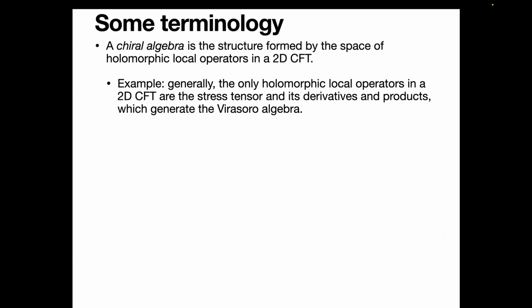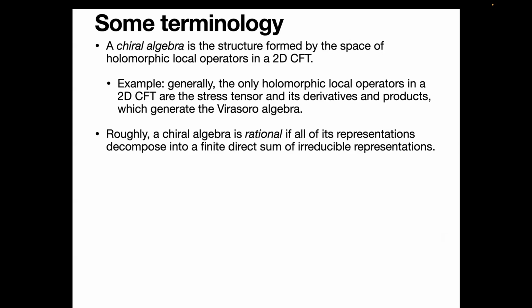By a chiral algebra, I'll mean the mathematical structure formed by the space of holomorphic local operators in a 2D CFT. Everyone's favorite chiral algebra is just the Virasoro algebra, which, for a generic 2D CFT, is all that there is in the way of holomorphic operators. But for most purposes, it's not going to be good enough for what I want to do.